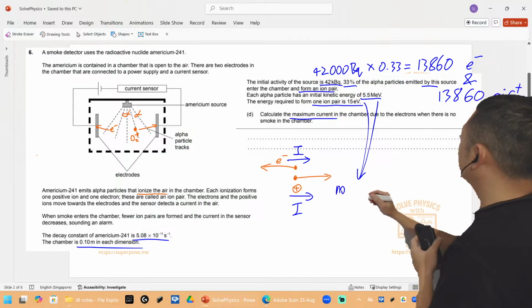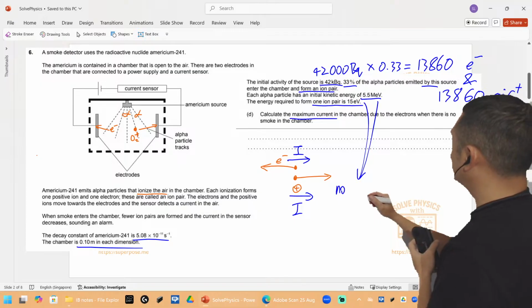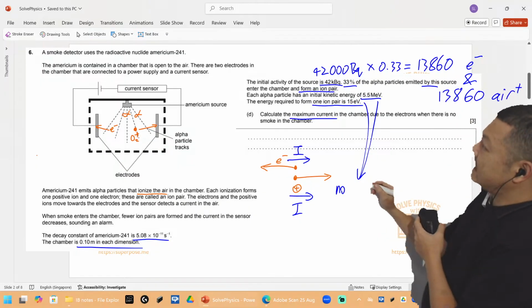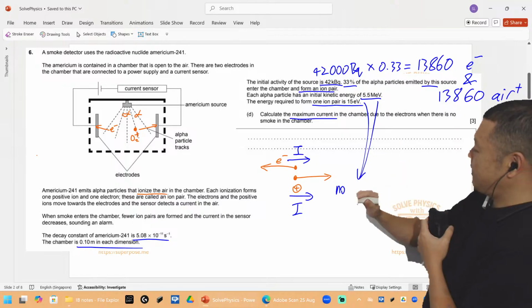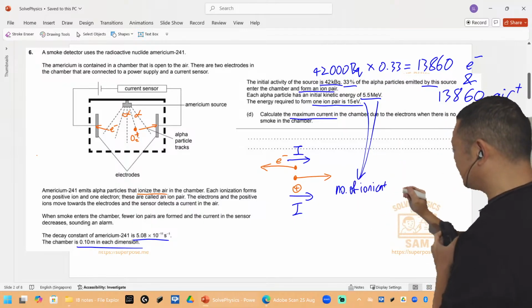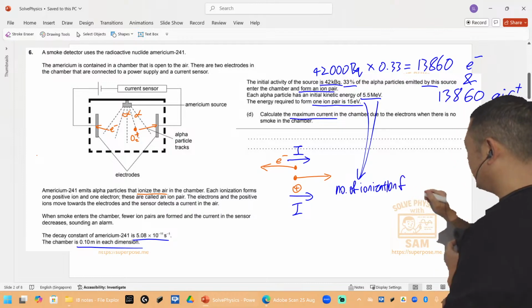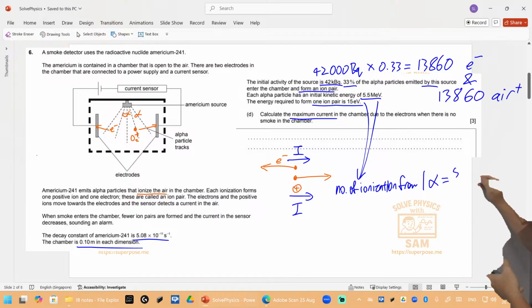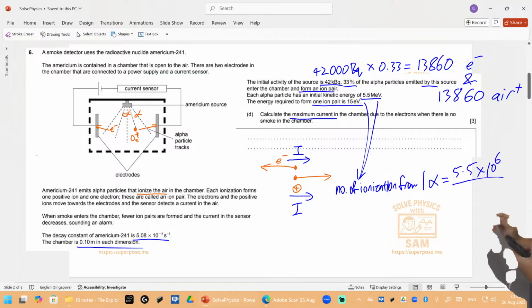Each alpha particle has an initial KE of 5.5 MeV. Energy required to form one ion pair is 15 electron volts. So how many ionizations can you get from one alpha particle? Number of ionizations from one alpha, just one alone: 5.5 times 10 to the power 6 divided by 15.